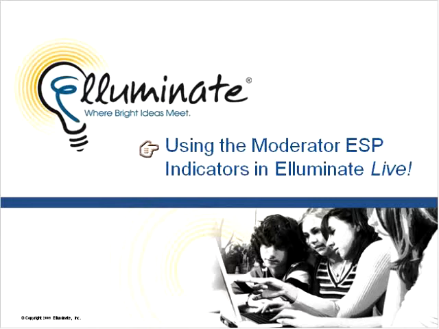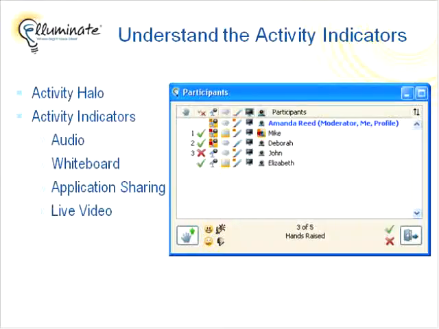I'm going to take a few minutes of your time to talk to you about the Moderator ESP indicators. The ESP indicators are the lights that you're going to see showing up inside the participant window. So we have activity halos and we have activity indicators. Let me talk a little bit about the difference here.